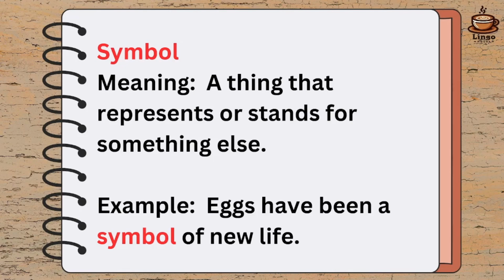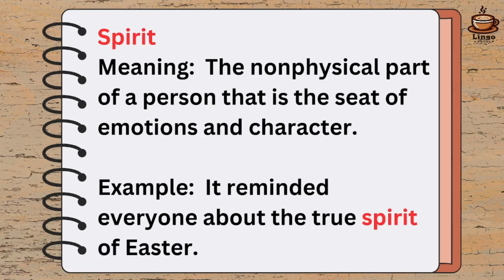Symbol. Meaning, a thing that represents or stands for something else. Example, eggs have been a symbol of new life. Spirit. Meaning, the non-physical part of a person that is the seat of emotions and character. Example, it reminded everyone about the true spirit of Easter.